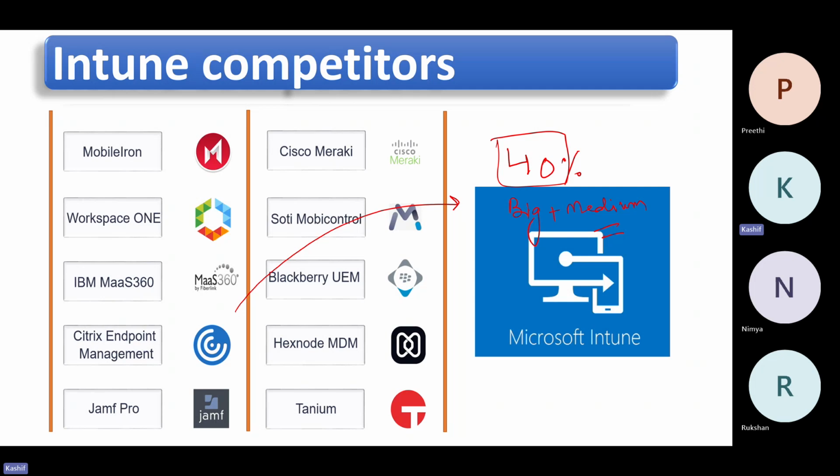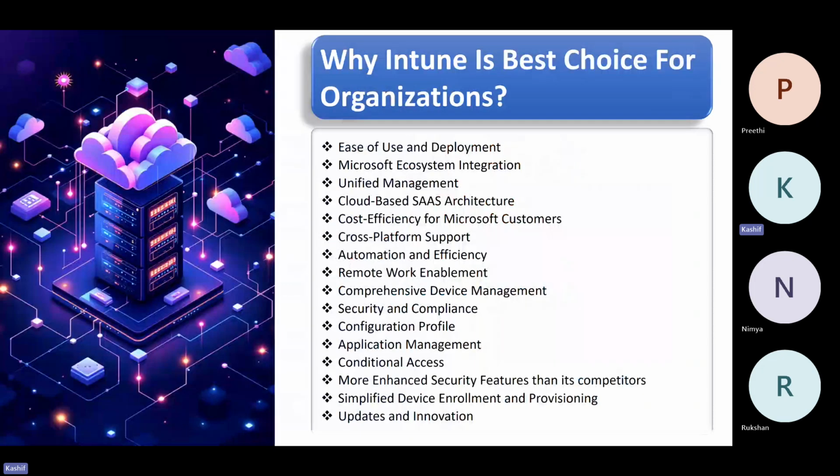Now why is Intune the best choice for organizations? Due to some reasons, as you see: easy deployment, Microsoft integration, unified management. It's a SaaS architecture. SaaS means you don't have to do anything in your office premises. Everything will be in the cloud. It is very cheap. Then it has cloud cross-platform support, automation and efficiency. Your employees can work from anywhere.